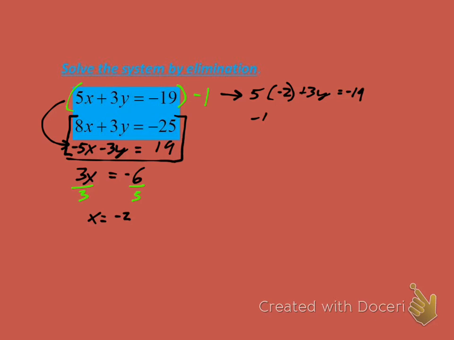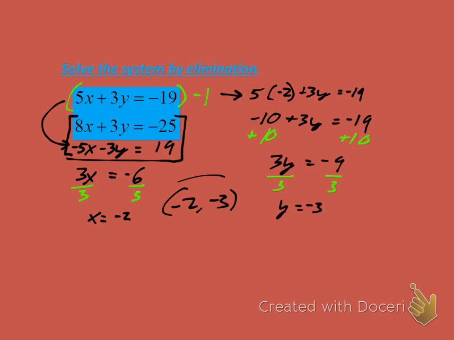So 5 times -2 gives you -10 plus 3y equals -19. Add 10 to both sides. Get 3y equals -9. Divide by 3. Y equals -3. And then write it as an ordered pair.